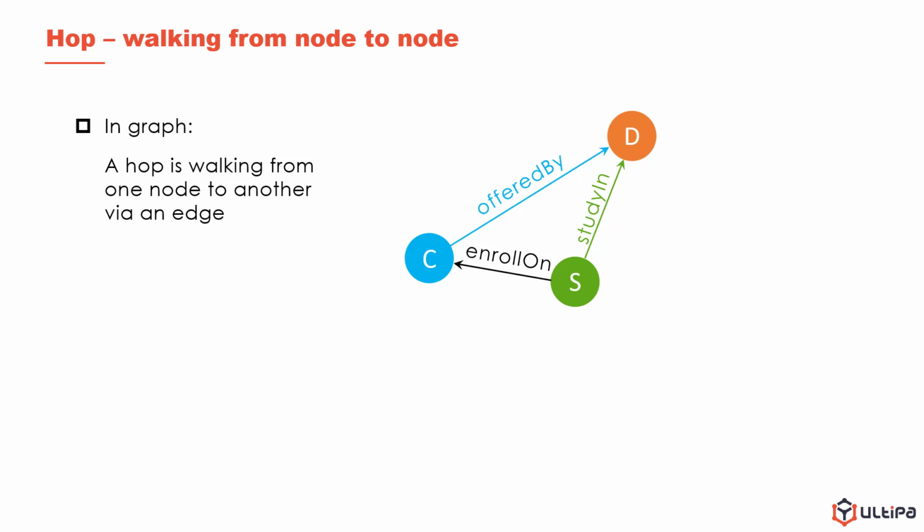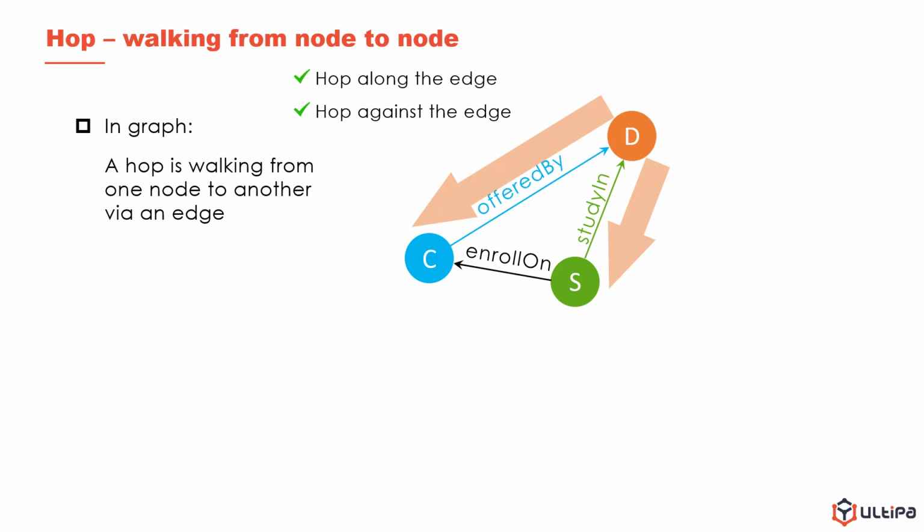Hop describes how two nodes are connected, such as a course is offered by a department, a student studies in a department, or a student enrolls on a course. We can either hop along the direction of edge or hop against the edge. So there's no problem to hop and describe that a department offers a course, a department has a student in it, or a course has a student.